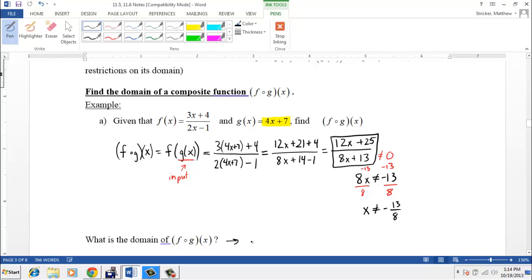So my domain is all real numbers except x equals negative 13 over 8.